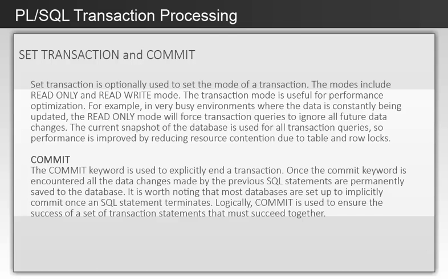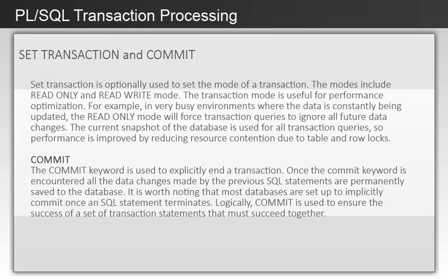Commit. The commit keyword is used to explicitly end a transaction. Once the commit keyword is encountered, all the data changes made by the previous SQL statements are permanently saved to the database. It is worth noting that most databases are set up to implicitly commit once an SQL statement terminates. Logically, commit is used to ensure the success of a set of transaction statements that must succeed together.